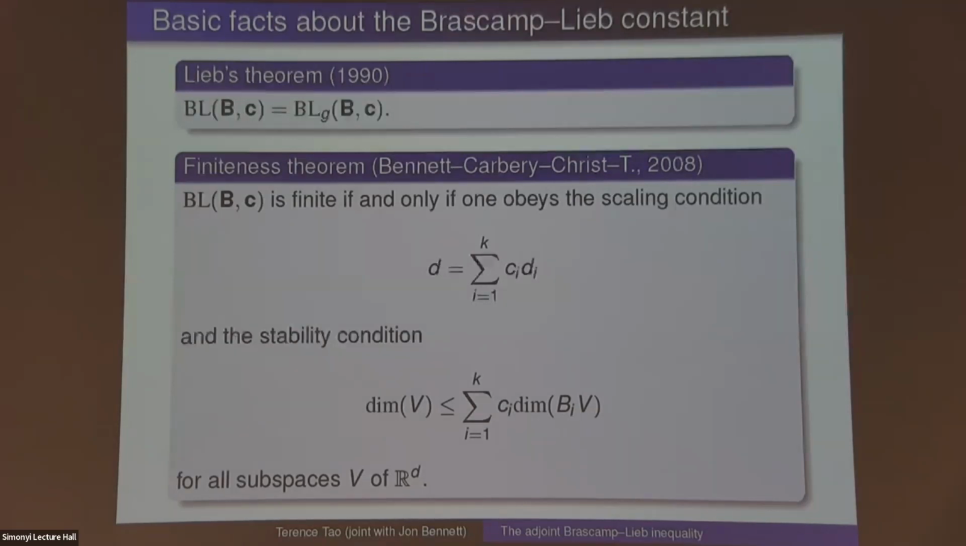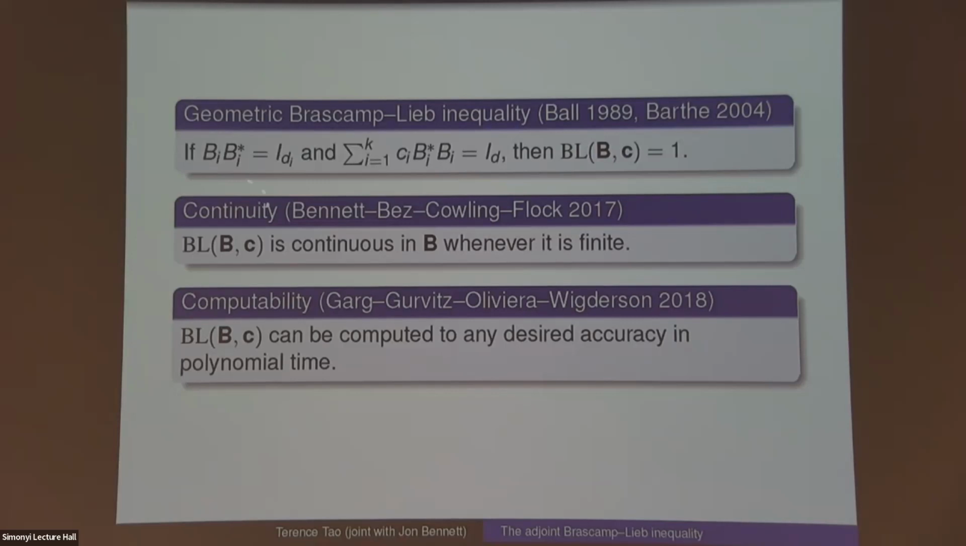What else do we know about the Brascamp-Lieb constant? There's one case where things are really nice, called the geometric case, where all these B_i are what are called co-isometries. Basically, I think of them as orthogonal projections. If you multiply them on the right by the adjoint you get the identity, the adjoint is an isometry, so they're called co-isometries.